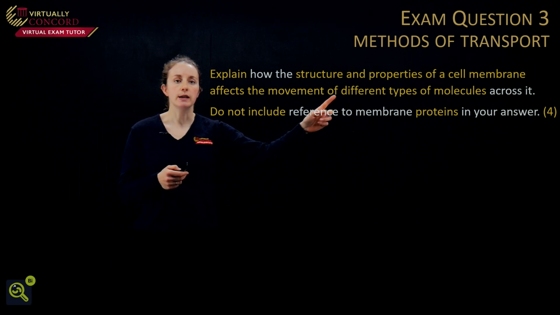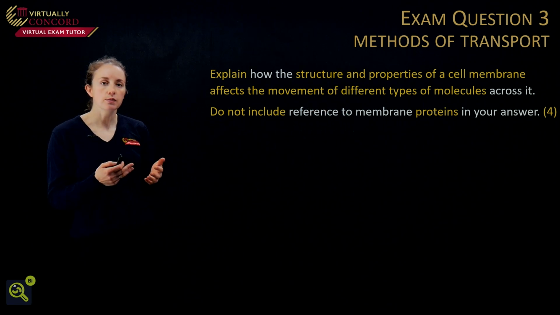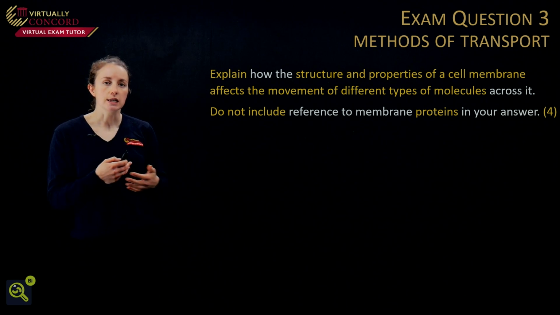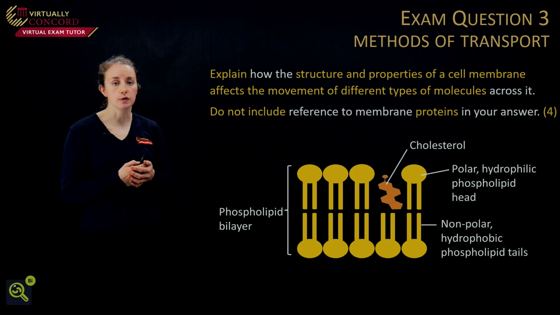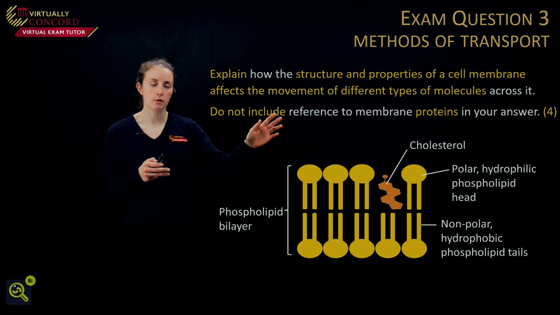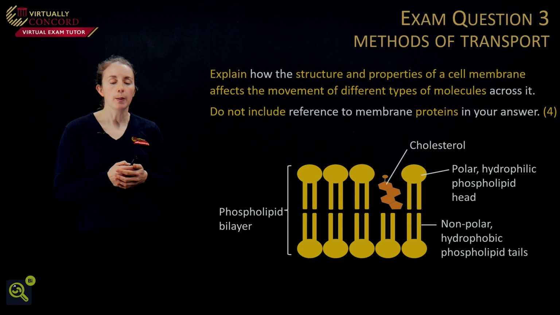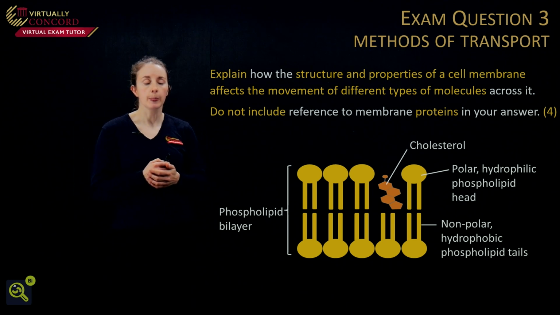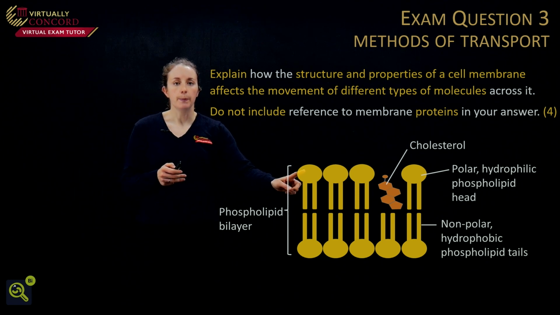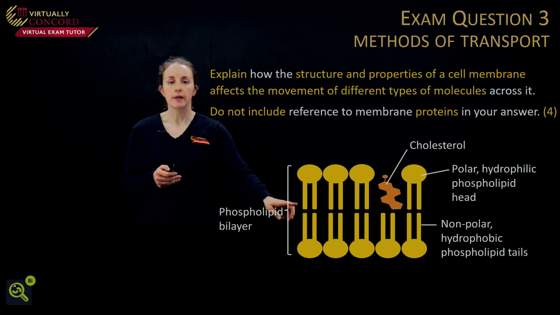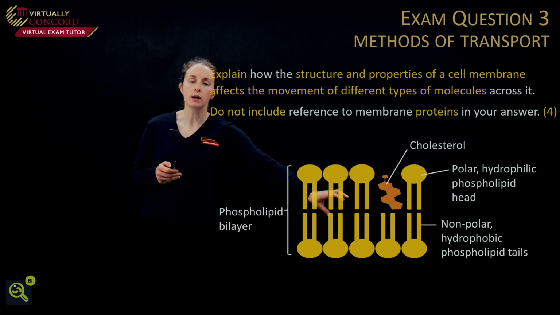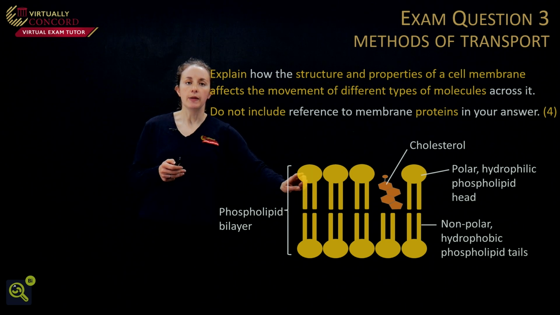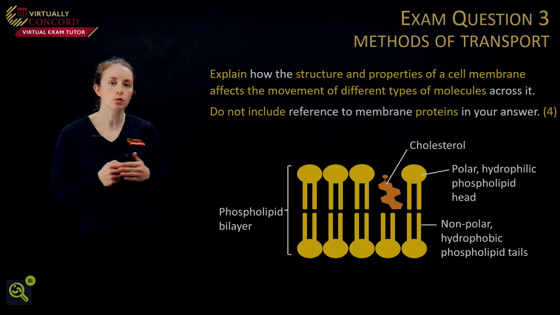The question also talks about different types of molecules. So it is really important that we are referencing specific molecules within our answer. If we just start by having a little look at the structure of the phospholipid bilayer, because this question doesn't refer to proteins, I've removed the proteins from this diagram, but they would just be embedded within the phospholipid bilayer. But I have shown you the phospholipids with their polar hydrophilic heads and their non-polar hydrophobic tails. And they arrange themselves in such a way that the hydrophobic tails are all facing away from the watery environments outside, and the polar hydrophilic heads are facing towards those watery environments.